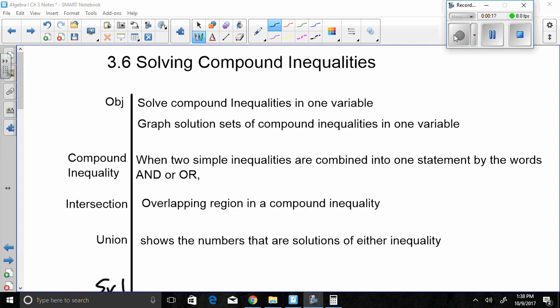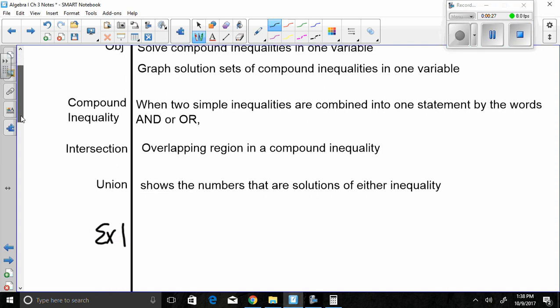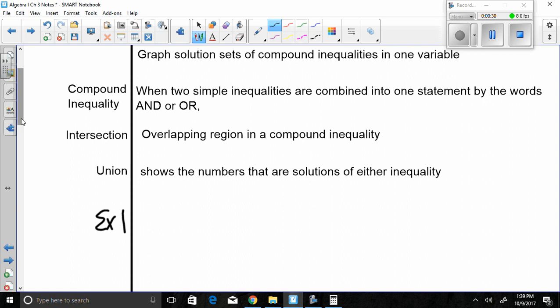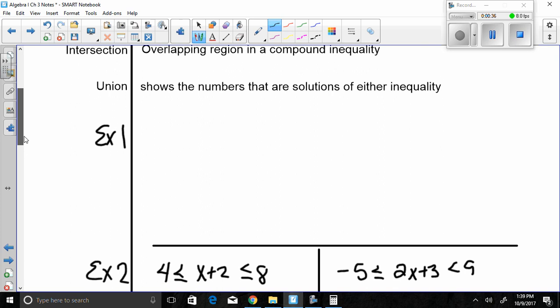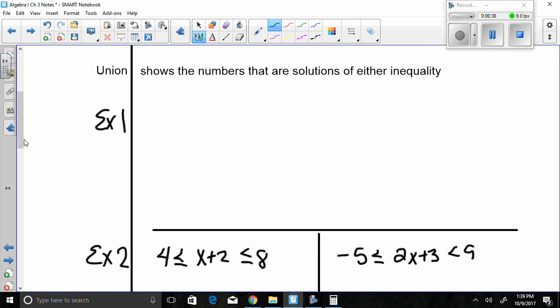When two simple inequalities, like x plus 3 is greater than 3, are combined into one statement by the words and or. Then you have an intersection. An intersection is the overlapping region in a compound inequality. And a union shows the numbers that are solutions of either inequality. So let's get started.